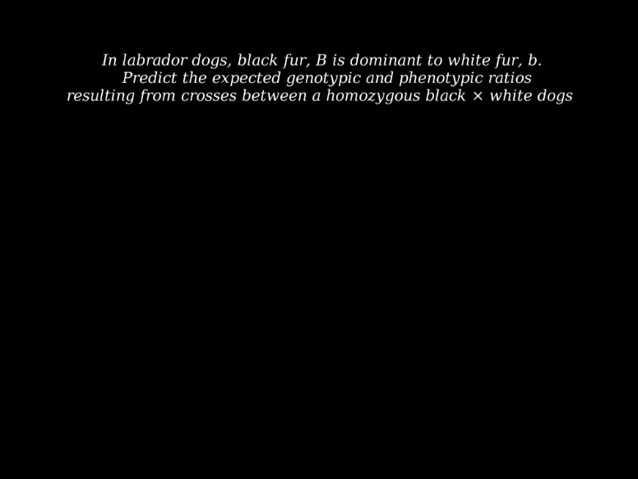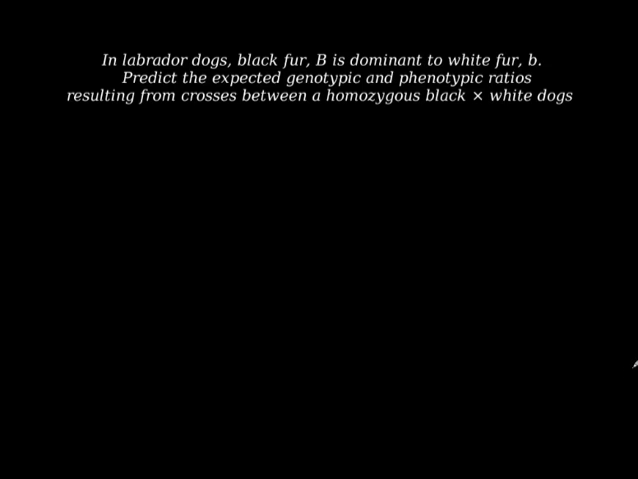So we're going to use the Punnett square to solve the following problem. It says in Labrador dogs, black fur, capital B, is dominant to white fur, little b. Predict the expected genotypic and phenotypic ratios resulting from crosses between a homozygous black and white dogs.